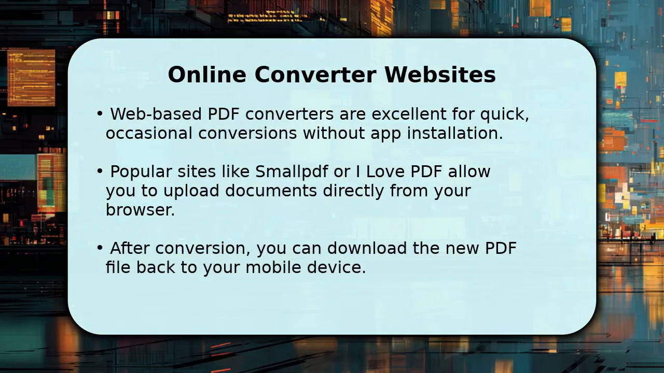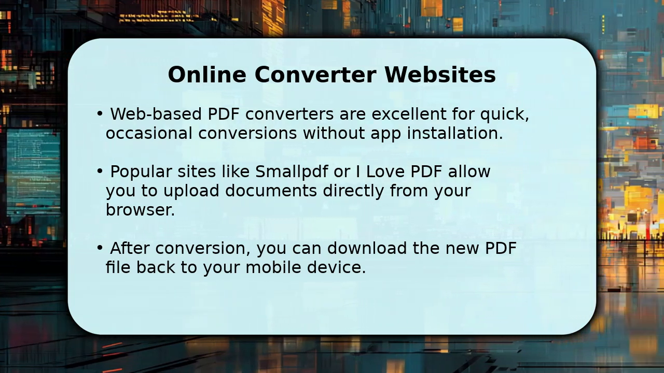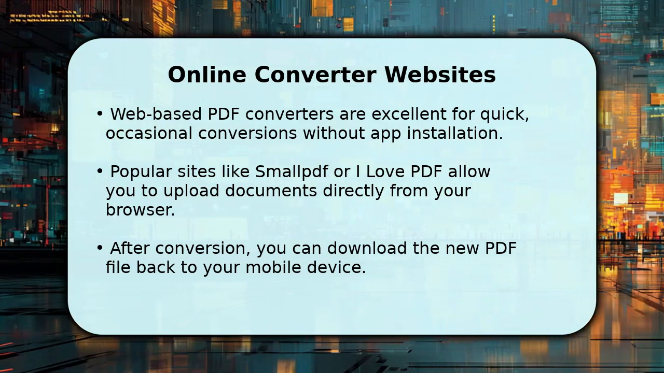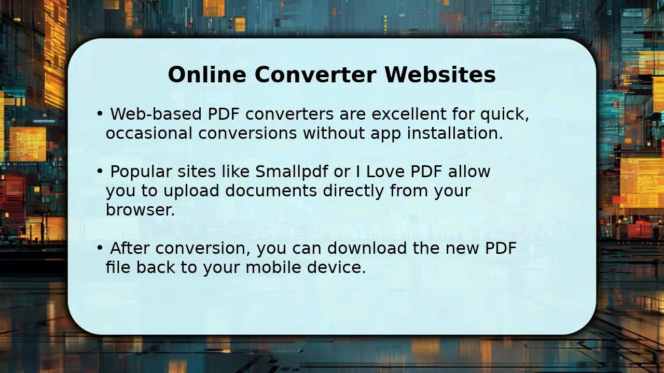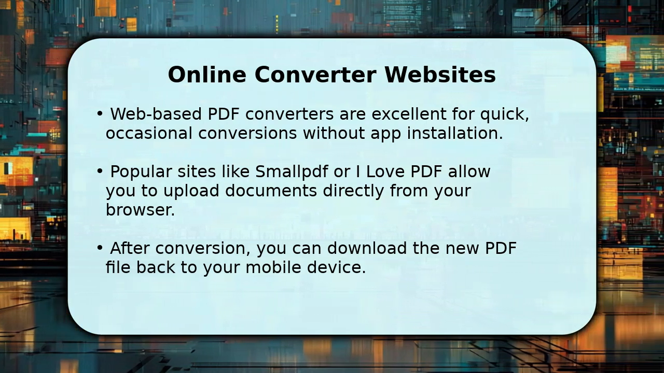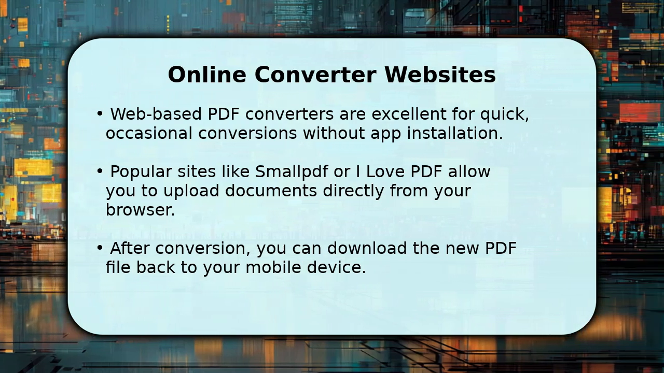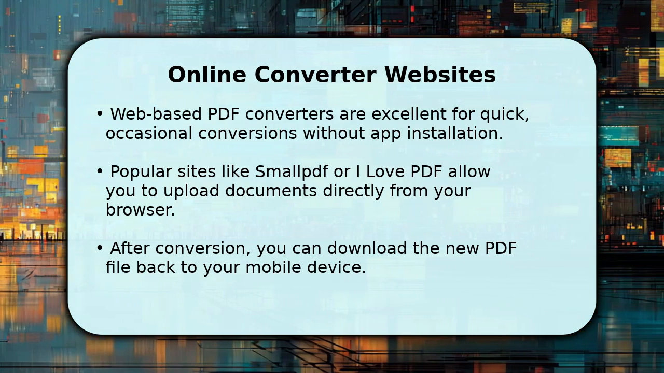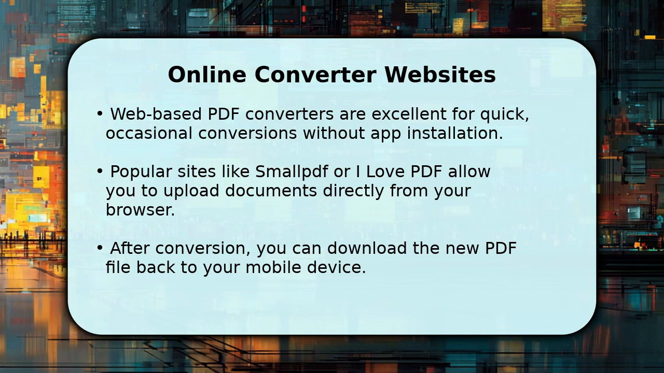When you prefer not to install new applications, online converter websites offer a fantastic alternative. Simply open your mobile web browser and navigate to a reputable online PDF converter like Smallpdf, iLovePDF, or Soda PDF. You will then be prompted to upload your document directly from your device's storage. After a short processing time, typically a few seconds to 1 minute, the website will generate your PDF. You can then download the newly converted PDF file directly back to your mobile phone, making it accessible offline.